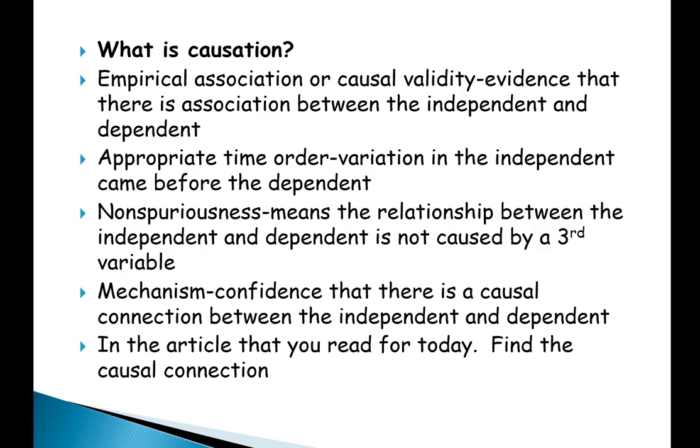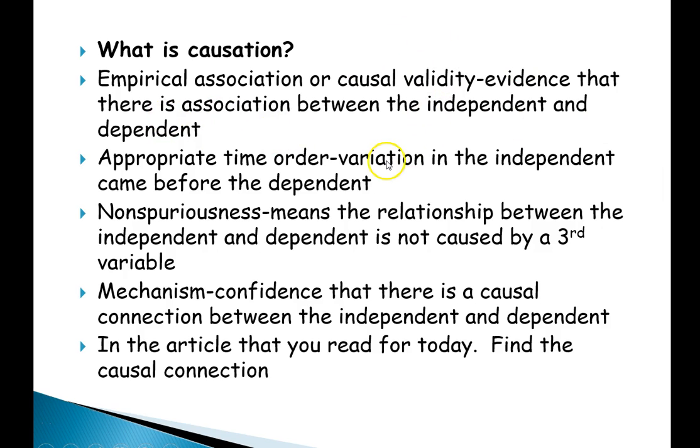And just a review of causation. We talked about this more in research, but this does impact what we're doing now. So let's just review these. Empirical association, or causal validity, is evidence that there's an association between the independent and the dependent variable. Remember how we talked about types of error, and that what we're looking for in any quantitative study is an association between our variables, whether it is positive or negative?